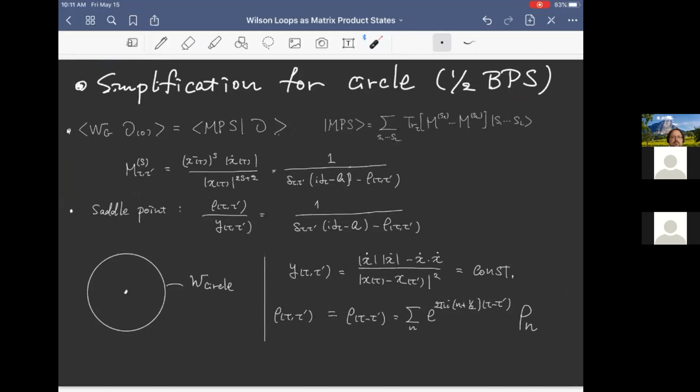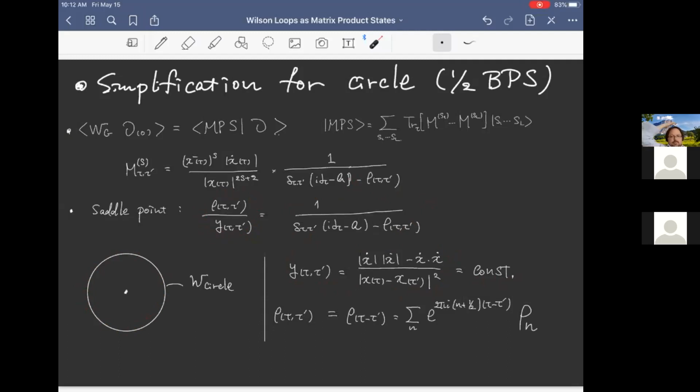So let me remind you that the formula that I got is given by this expression. It's the overlap between the MPS and the operator R, and the MPS is given by this expression, where M is infinite dimensional and given by this expression. And this rho is determined by the saddle point equation, where Y is some propagator between 2 points on the Wilson loop. What is nice about the circular Wilson loop is that Y is just constant. So this equation simplifies a little bit.